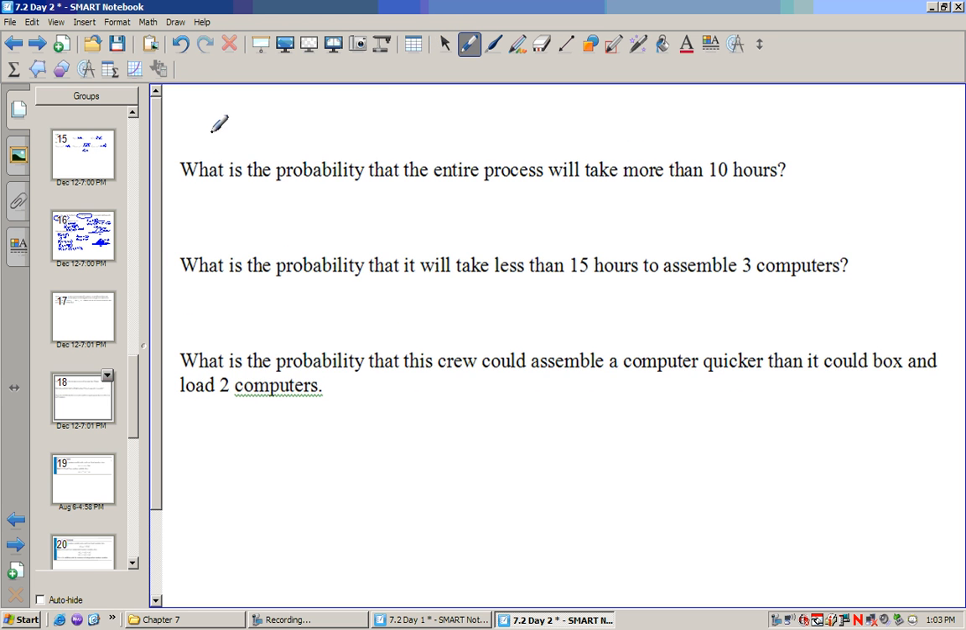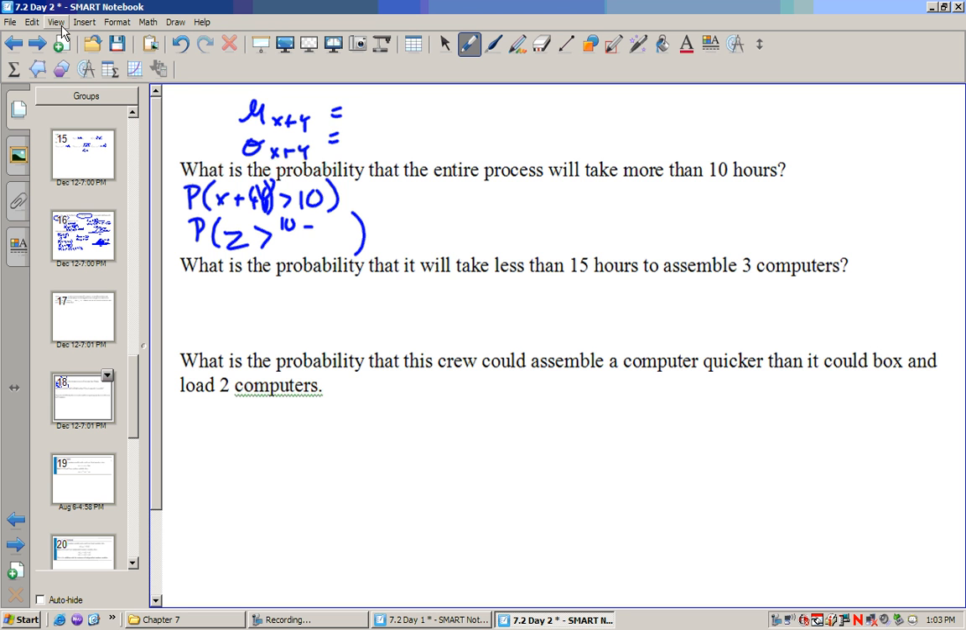Now, what that is going to do is find the probability that x plus y is greater than 10. So that's going to be the probability that my z-score is greater than 10 minus my mean over the standard deviation. So I need to find my mean of x plus y and my standard deviation of x plus y.